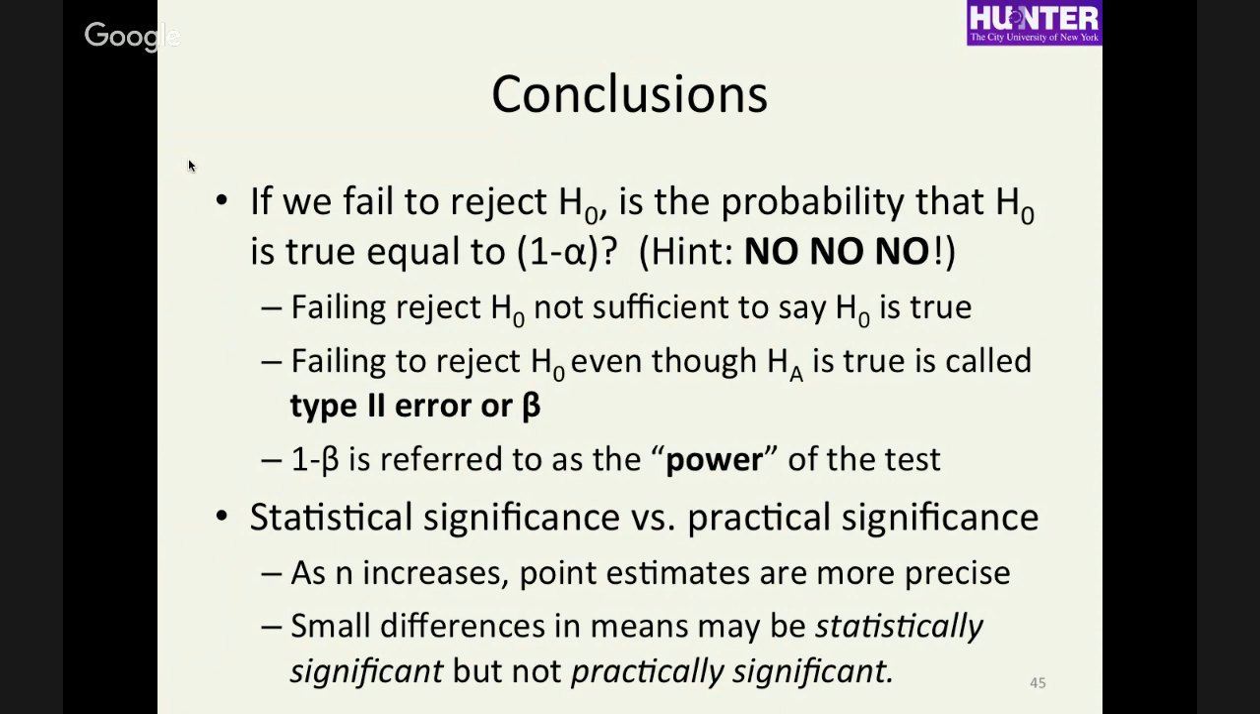We have type 1 error, type 2 error, but if you find yourself going 1 minus the p-value, you're probably making a mistake. I'm going to give you a limited number of ways that are correct to interpret the results of your hypothesis test, and then don't get too carried away beyond those things.